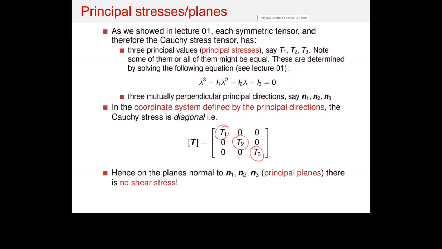So the eigenvalue problem has a very significant meaning in the case of the stresses, because it does really impact how you are going to use these stresses in the design. If you are going to design for normal stresses, the maximum normal stresses are going to be T1, T2, and T3. And the direction of these stresses is going to be the N1, N2, and N3 directions. So the principal directions are really important, and the principal stresses are really important.